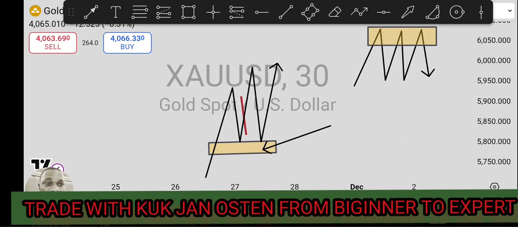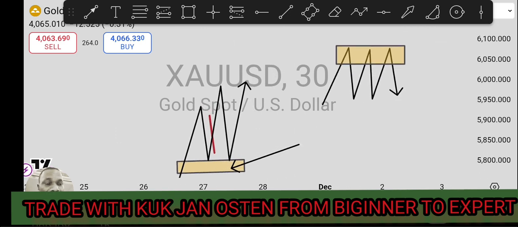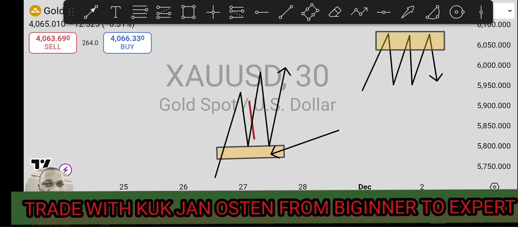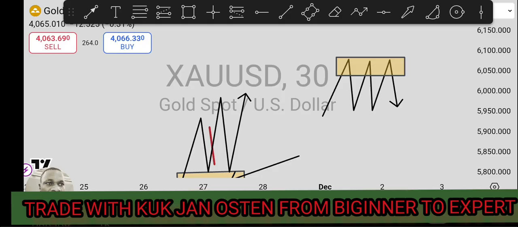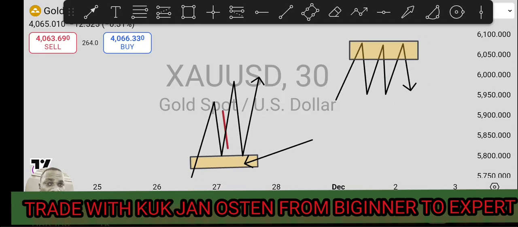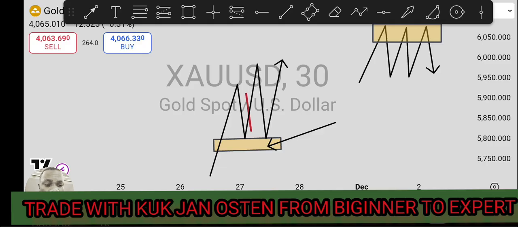At this point, we are seeing bullish liquidity. At this point, we are seeing bearish liquidity. So this is a bullish scenario, and this is a bearish liquidity scenario. Bearish means that we are going to see more sellers come in the market, and bullish means we are going to see more buyers come in the market.